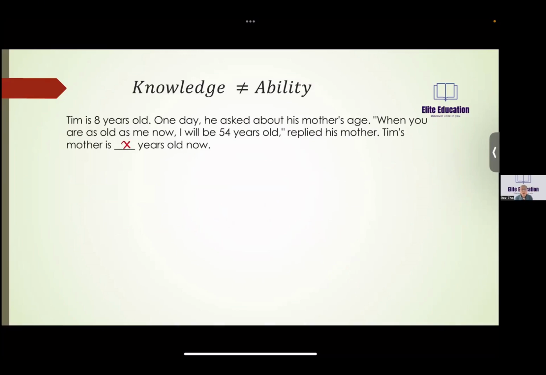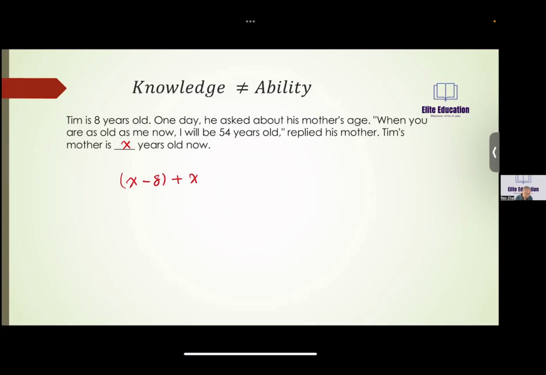Why? Because they were taught that they can set Tim's mom's age as X. So when Tim's mom reaches that age, in other words, after so many years have passed, Tim's mom will be 54 years old. So after all these years, how old is Tim's mom this year? X. Let me ask, can the child understand it this way?